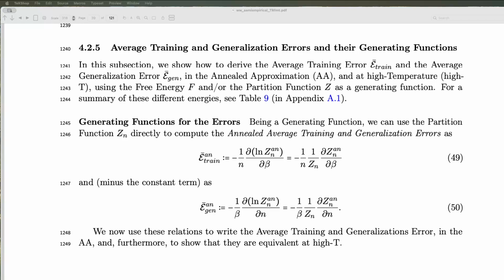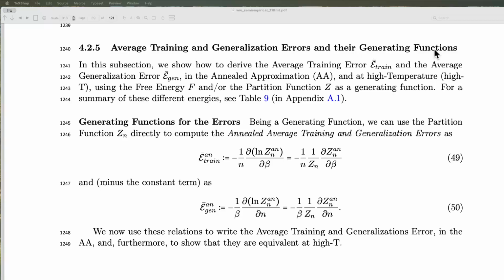Okie dokie. So the next part is really, now we're getting into the meat and potatoes of statistical mechanics, of how we do neural networks. So far, everything has just been vanilla statistical mechanics. So what we're going to do is define in statistical mechanics how we compute the average generalization error and training errors and their generating functions.